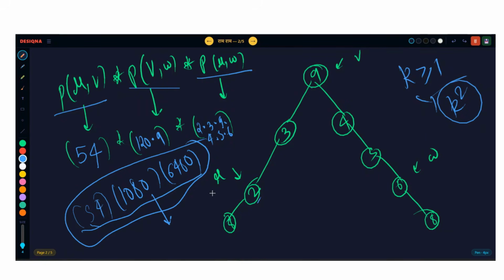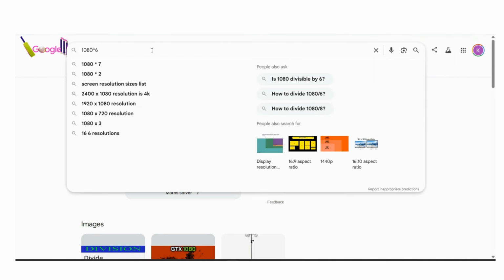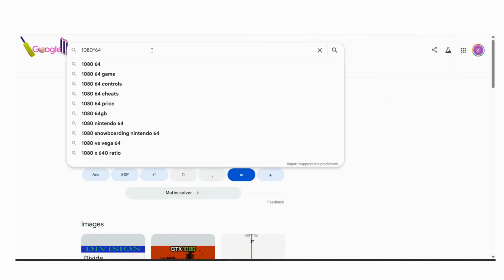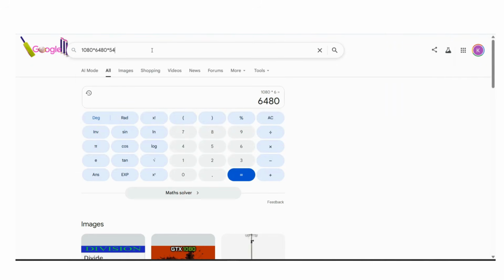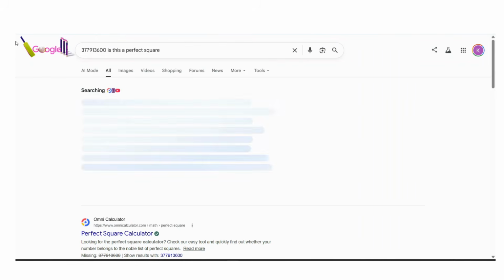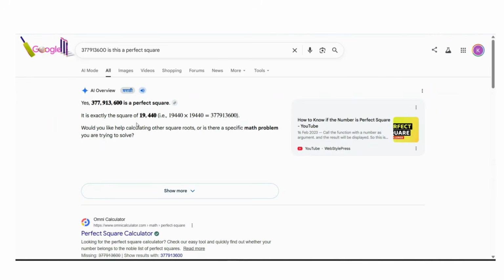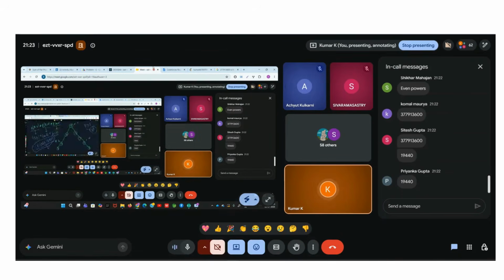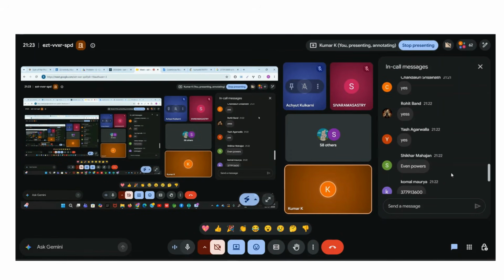If you multiply all these numbers, let me multiply it myself. 1080 into 6480 multiplied by 54. Its square root. This is the output. Is this a perfect square? Yes, guys. 19,440 multiplied 2 times gives us this answer, which is the output of this. So it is a perfect square. Clear? Okay, good. Good going.